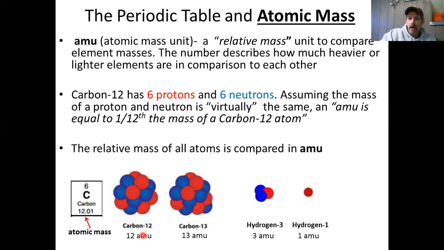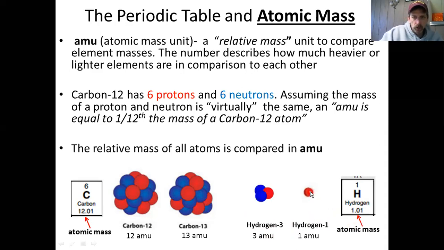Take, for example, hydrogen. If we looked at the periodic table, you would probably guess by looking at the atomic mass which hydrogen isotope is more abundant, hydrogen-1 or hydrogen-3. Well, the atomic mass is very close to 1, pretty far away from 3. So it stands to reason that hydrogen-1 is probably the more abundant isotope in the natural world, and that would be the truth.